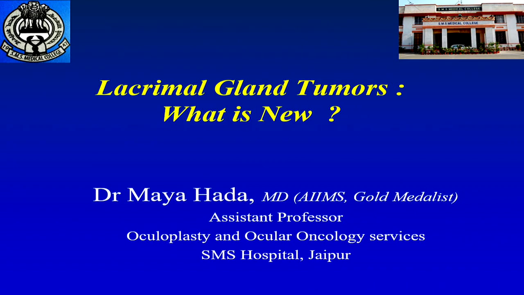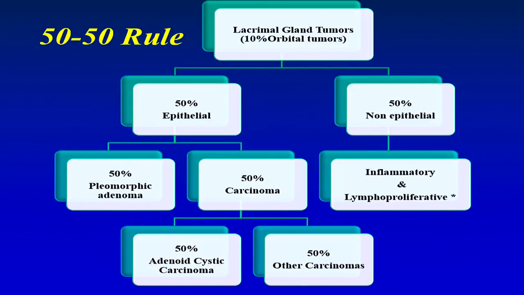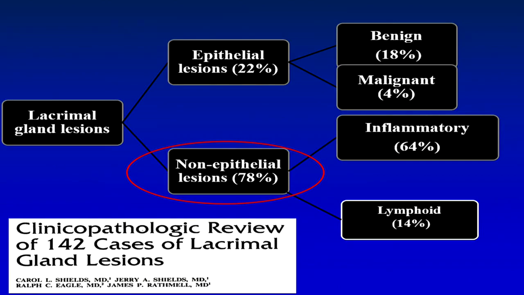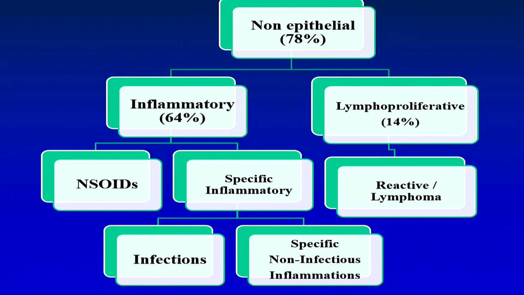So I'll be talking on the lacrimal gland tumors, what is new. What we know already is the 50-50 rule. That was in a study in 1956 that 50% of the lacrimal gland tumors are epithelial and 50% are non-epithelial. But recently the data has suggested that non-epithelial are more than three-quarters. And predominantly these are inflammatory. And these are the studies of pathology, and we don't take biopsy in all inflammatory, so actually the numbers are even more.